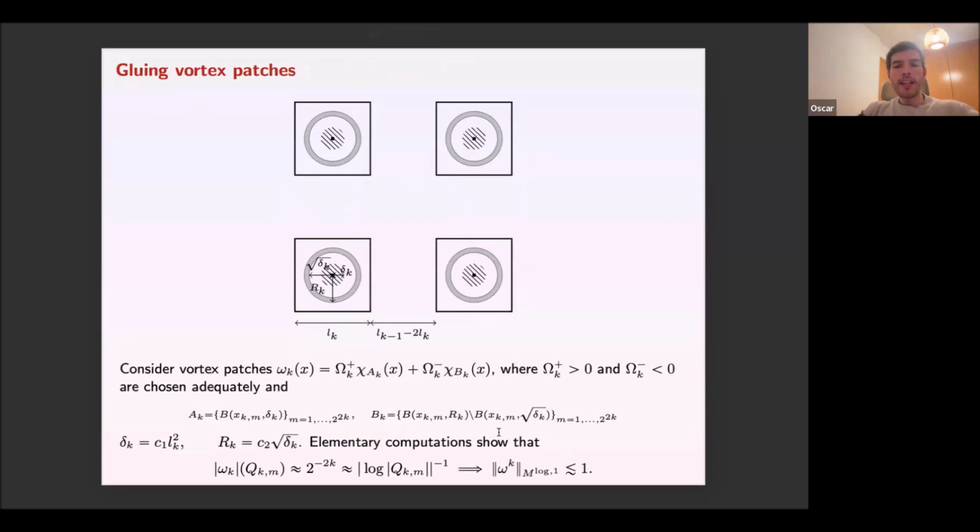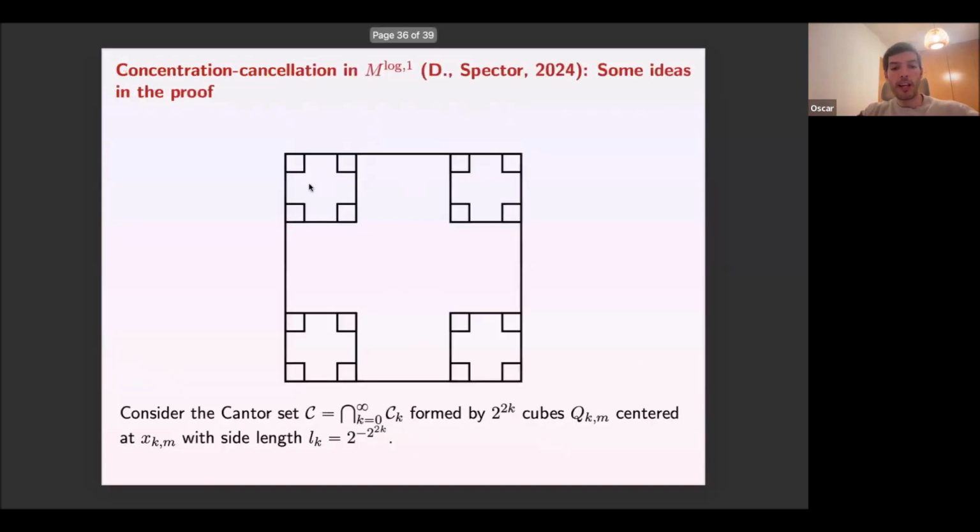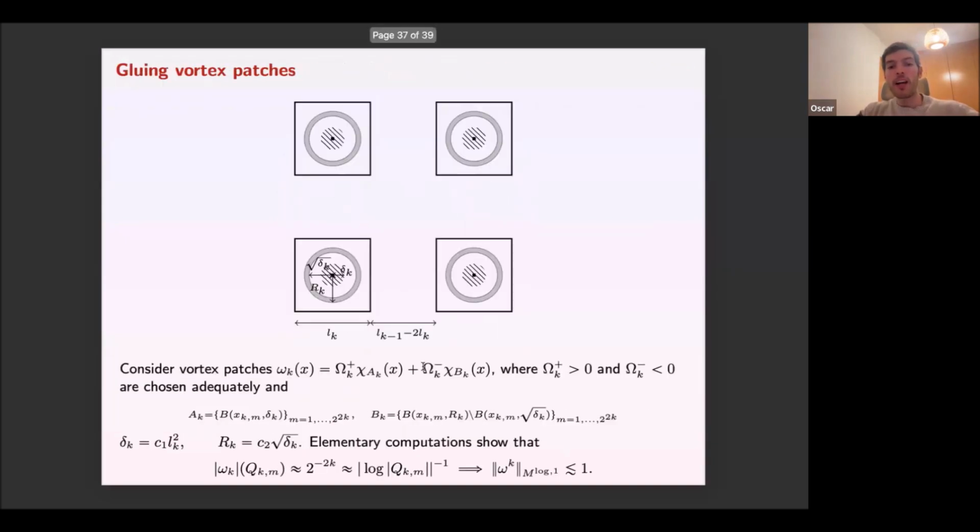And now the idea is to glue vortex patches. A vortex patch is like a characteristic function. So what we are going to do is the following. Fix the generation K, and on every cube of this generation, we are going to glue this vortex patch. Here we are considering this ball, and inside of this ball we prescribe this value, omega k plus. This is a huge, very large value. On the other hand, on this annulus, we prescribe a very negative value, omega k minus.